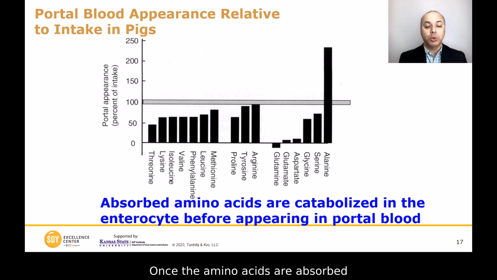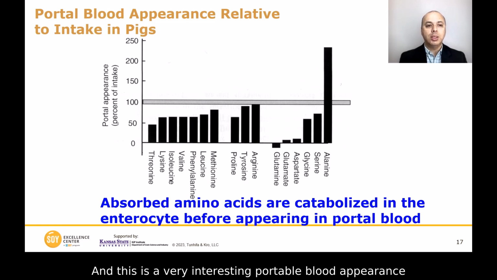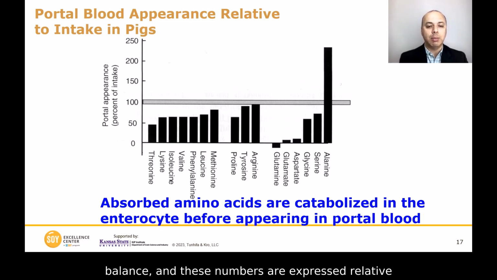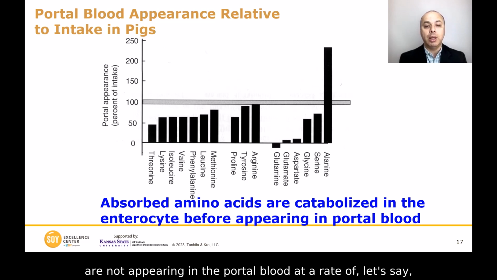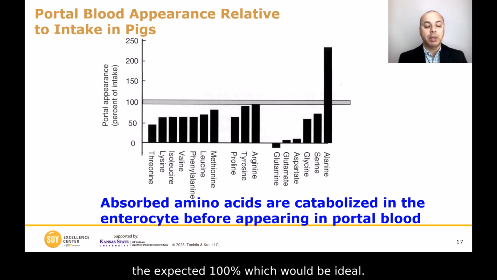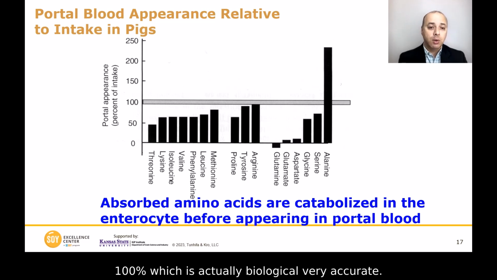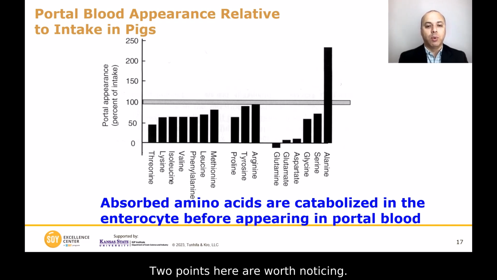Once the amino acids are absorbed, they literally go into the enterocyte. In the enterocyte, we're going to have metabolic processes going on. And this is a very interesting portal blood appearance balance. These numbers are expressed relative to the intake of each one of these amino acids. As we can see, most of these amino acids are not appearing in the portal blood at a rate of, let's say, the expected 100%, which would be ideal. Most of them are below, which indicates that the digestibility is not 100%, which is actually biologically very accurate. Two points here worth noticing.